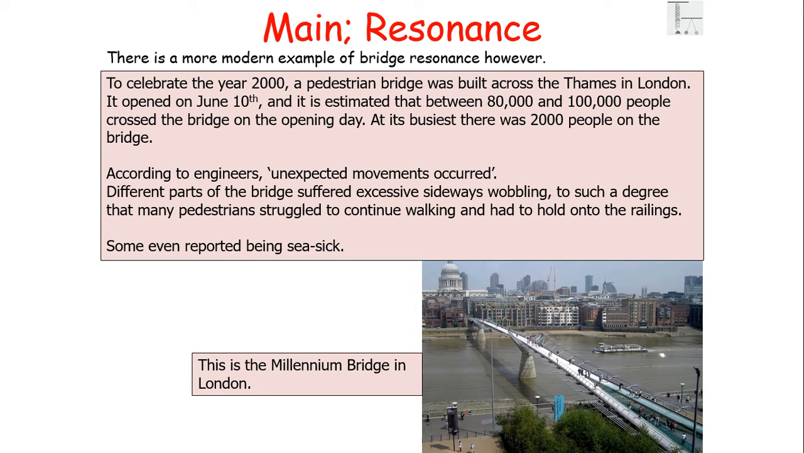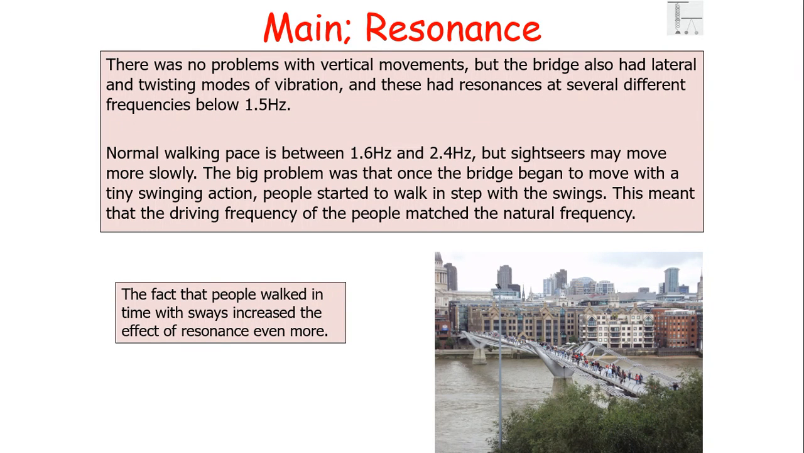Now according to engineers, at this point unexpected movements occurred because different parts of the bridge suffered excessive sideways wobbling, and actually pedestrians struggled to continue walking and had to hold onto the rails, and some were actually reported to be seasick. Now there were no problems with the vertical movements, but the bridge had lateral and twisting modes of vibrations, and these had a resonance at several different frequencies just below 1.5 Hz.